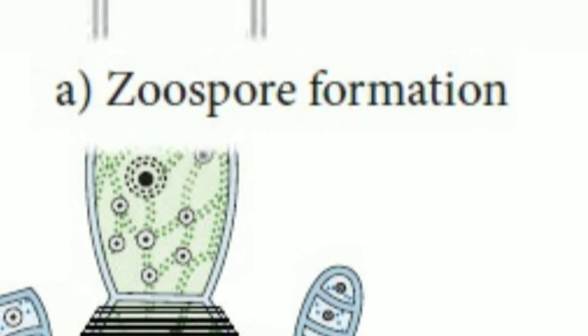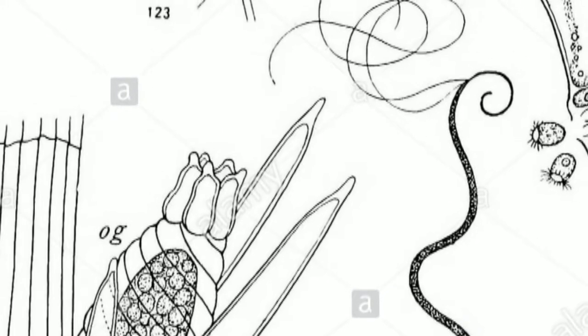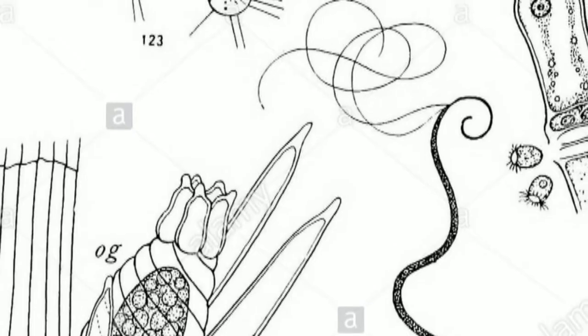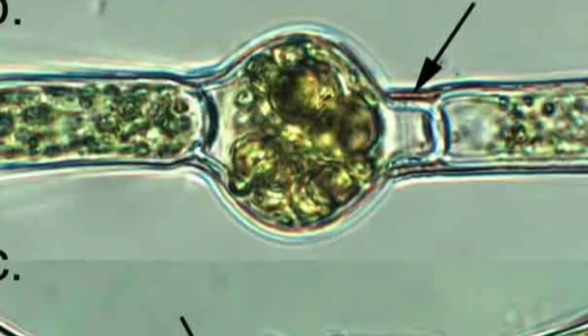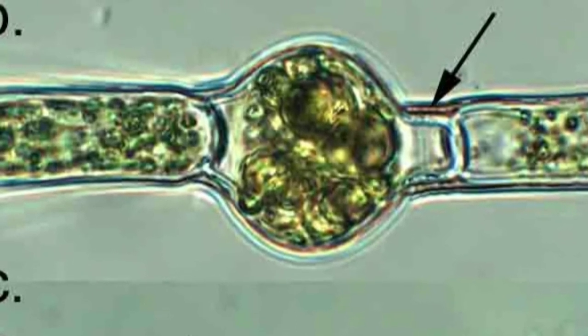Now we are going to talk about distribution of sex organs. On the basis of distribution, Oedogonium species are divided into two groups. The first one is macrandrous species. The second one is nannandrous species. In macrandrous species, antheridia are borne on filaments of normal size.